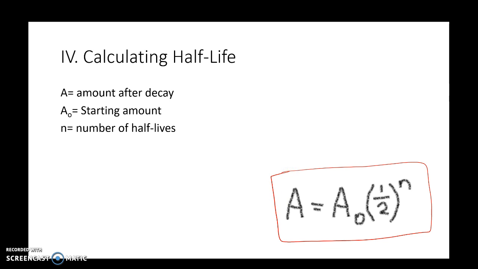So A is usually going to be what we're solving for. Now there are variables that you can do to switch this around, but A is going to be the amount after decay. A sub O, this is your initial amount. So it'll say starting with an amount of this many kilograms or however. Then you will always put half in parentheses, and then you're going to have an exponent of n, which is the number or how many times it's gone through a half-life.